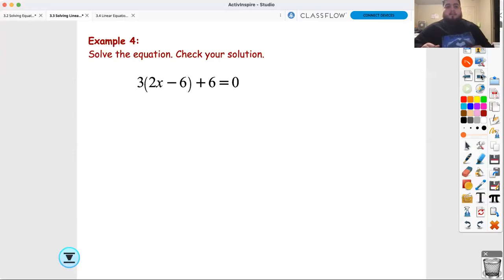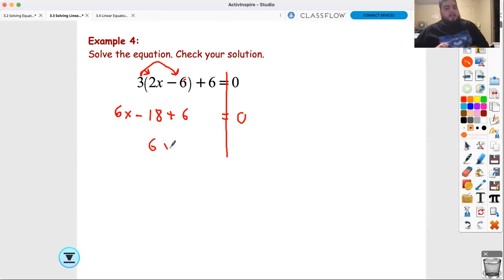All right, class, so let's go ahead and get started. So remember, follow the steps. I'm gonna go ahead and draw the line down the equal sign. I'm gonna distribute the 3 to the inside of the parentheses. 3 times 2x is 6x. 3 times -6 is -18. Plus 6 equals 0. Combine the like terms, the -18 plus 6 is -12.